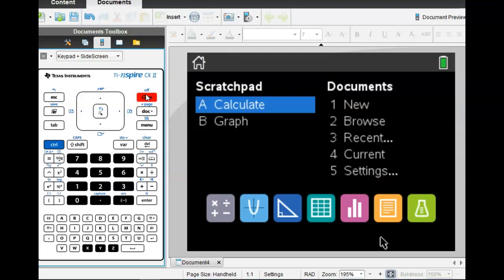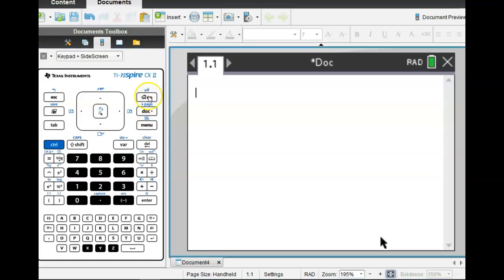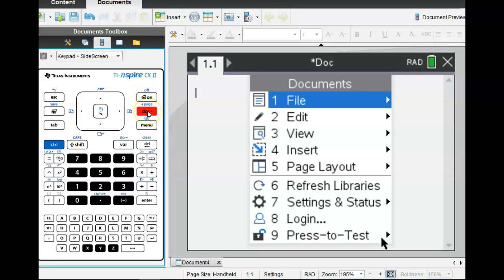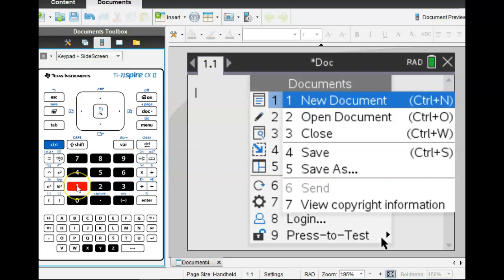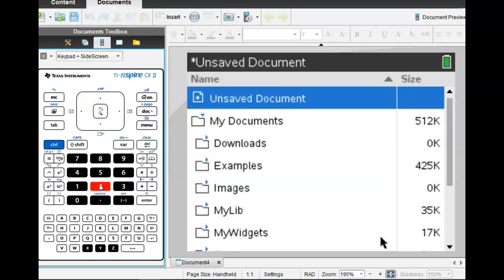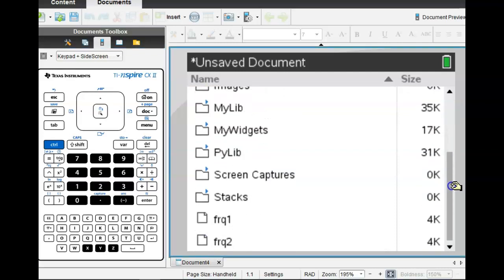All right, so now what we want to do is find one, right? We want to open it. If we're here, doc, and we want the file. So it's just like a computer, right? File, and we want to open a document. And then if you scroll down, you can probably see yours better than you can see mine. There's your FRQ1 and FRQ2 down at the bottom. So you treat it just like if you're in Windows.